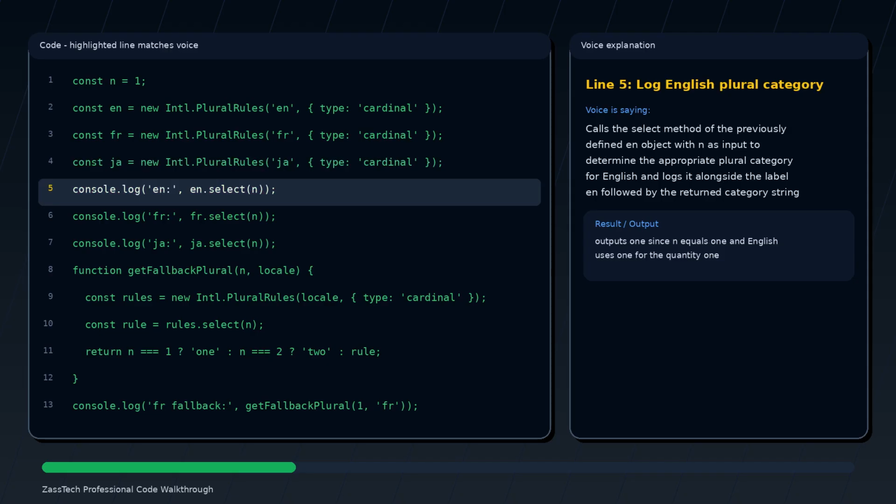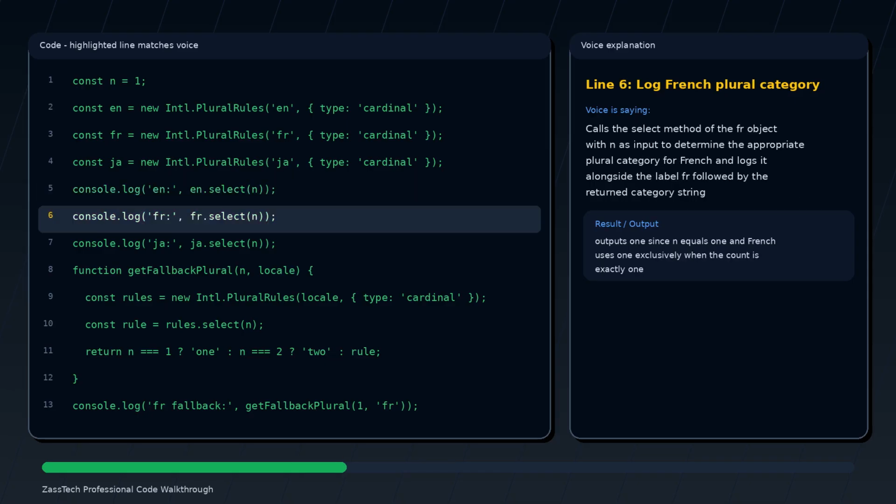Calls the select method of the previously defined en object with n as input to determine the appropriate plural category for English and logs it alongside the label en, followed by the returned category string. Calls the select method of the fr object with n as input to determine the appropriate plural category for French and logs it alongside the label fr, followed by the returned category string.